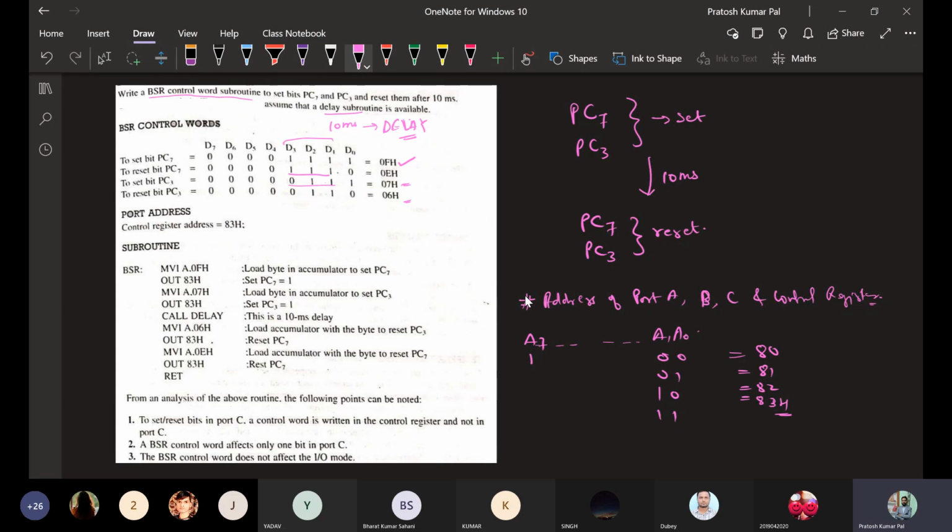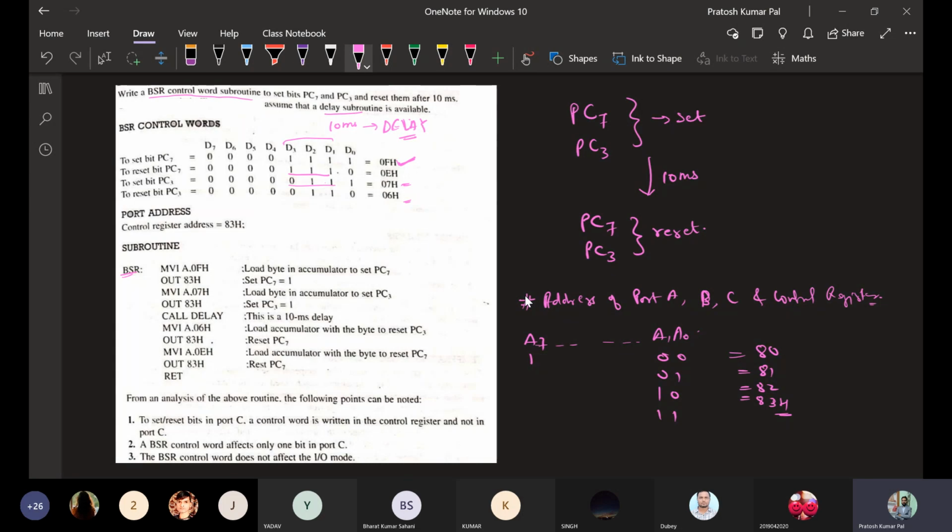Okay, so first of all we will be writing the subroutine. A subroutine will have an address, that is, the VSR address is written. So here we are moving 0FH to the accumulator first of all, because the first step is that we need to set the PC7 bit. To set the PC7 bit, 0F is the control word value.